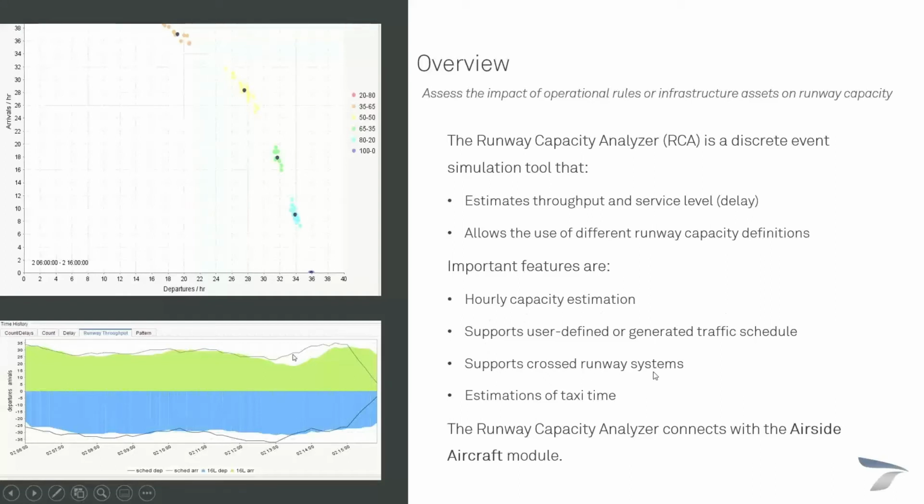The tool also supports crossing runway systems. Okay, so that's not a limitation there. So if you have crossed runways, then you can also estimate runway capacity for that system. And if important, you can also include estimations of taxi time. Okay, so when could that be important? Sometimes when you have some backtracking on your runways, that might come in handy, and AirTOP also supports those situations. Okay, and this module is connected with the airside aircraft module, the core module that we mentioned before.